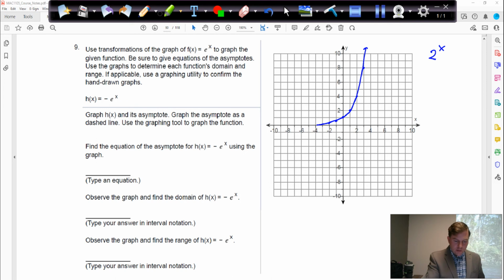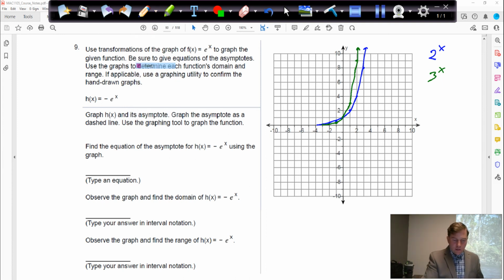That's 2 to the x. Now let me do 3 to the x in green. Still starts at 0, 1, but then it's at 3, and then at 2 it's at 9, and then 3 to the third is off the chart at 27. Over here it's a third, and then a ninth, and then a 27. So this thing's going to come in, cross through the same point there, and then go up.